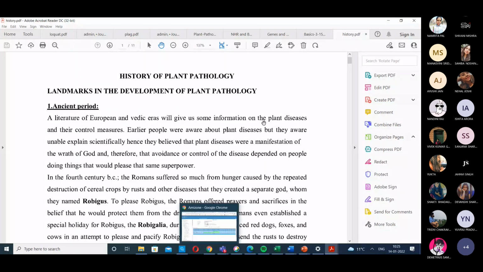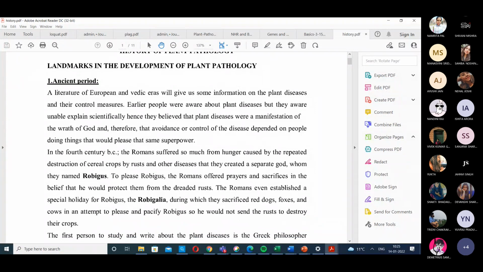Right, so it is basically a PDF which discusses the history of plant pathology. As I discussed, it starts from the ancient period. The literature of the European and Vedic eras gives some information on plant diseases and their control, right? As I told you earlier, people were not aware of plant diseases, and because they could not explain why it was happening, they used to think these were manifestations of the wrath of the god. So they used to please those superpowers or the god.